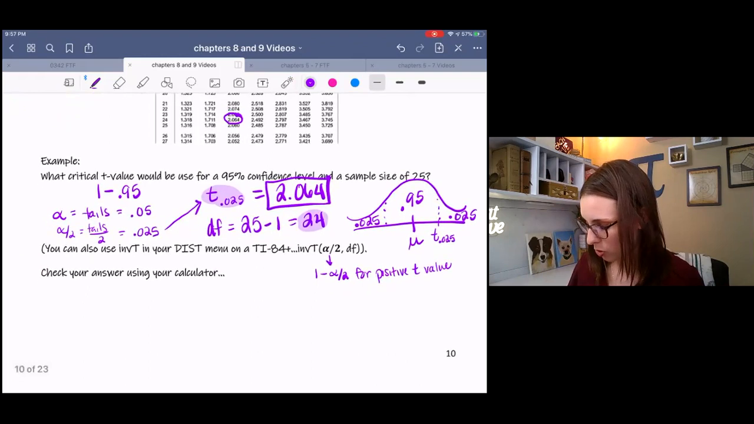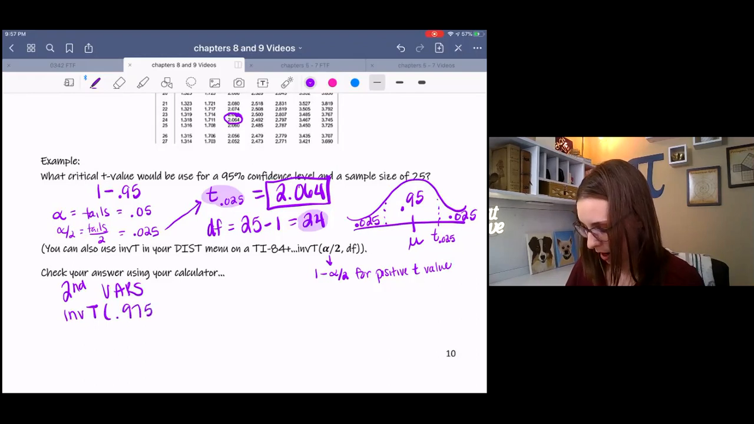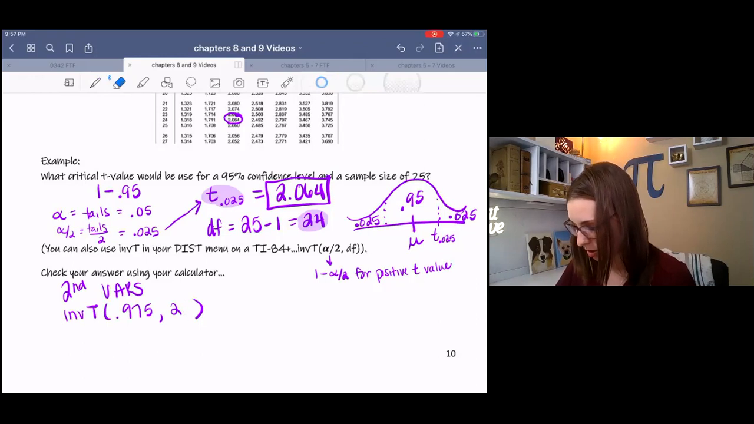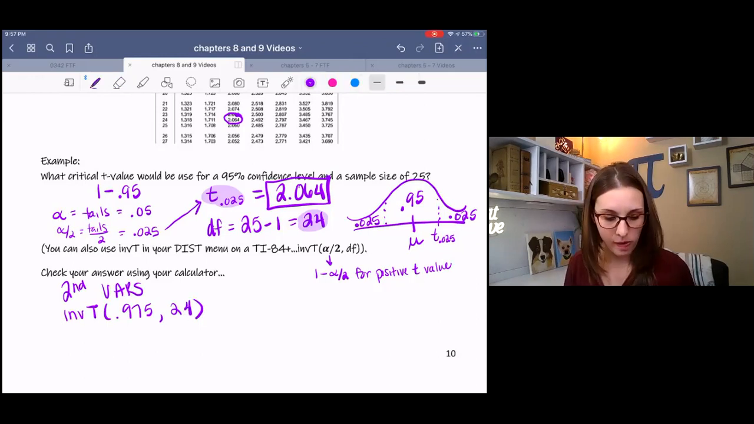So we would go to, I think it is, second vars, go down to inverse t. I'm going to type in 0.975 and then the degrees of freedom. Not the degrees of freedom, the sample size, I think. No, wait. Yeah, degrees of freedom. I'm sorry. There we go. So I'm going to go down to inverse t, I'm going to type in 0.975, that's my area to the left of my critical value, comma, degrees of freedom. Takes a minute. And if I round it, I get 2.064.